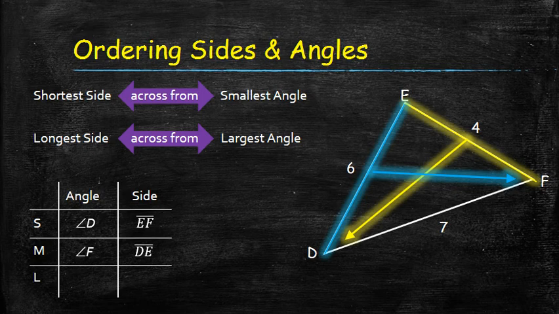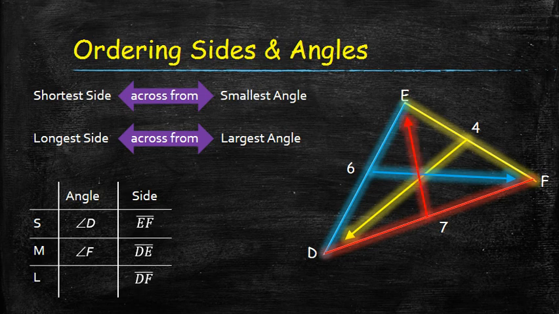Lastly, 7, side DF, is our longest side. Drawing our arrow across, we see that angle E must be the largest angle. So the angles, in order of smallest to largest, are D, F, and E.